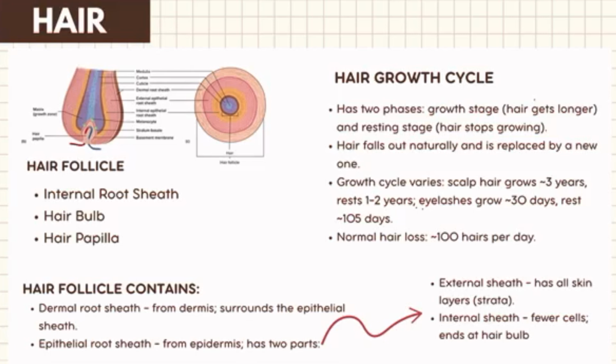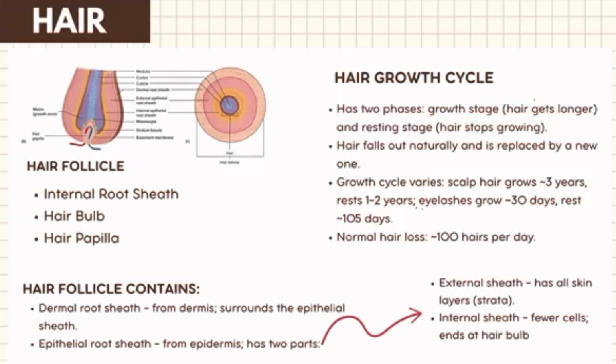So the hair follicle contains, first, the dermal root sheath, which comes from the dermis, the deeper skin, and it wraps around the epithelial part. Second is the epithelial root sheath. It comes from the epidermis, the top skin layer, and has two parts. First is the external, which includes all the layers of the skin, the strata. Second is the internal. It has fewer cells and it ends at the hair bulb.